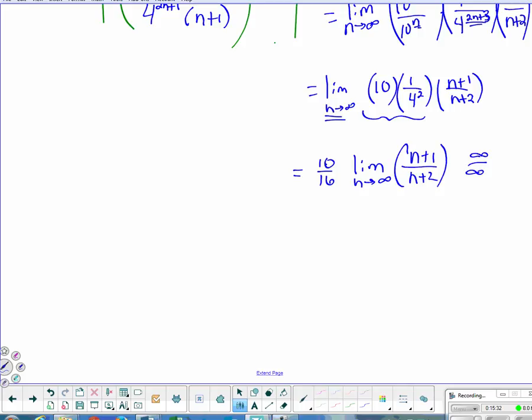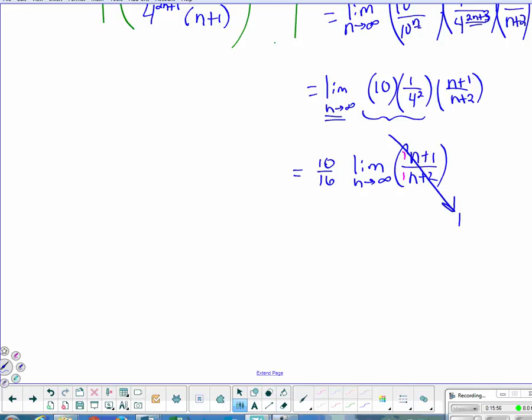L'Hopital's rule would apply. Take the derivative of the top, that'd give me 1. Derivative of the bottom, that gives me 1. It looks like this limit is going to 1. Also, you could say the power on the top is the same as the degree on the bottom. Highest degree on top is a 1, highest degree on bottom is a 1. Compare the coefficients. The coefficients of these n's are 1. Another reason why this limit's going to 1.